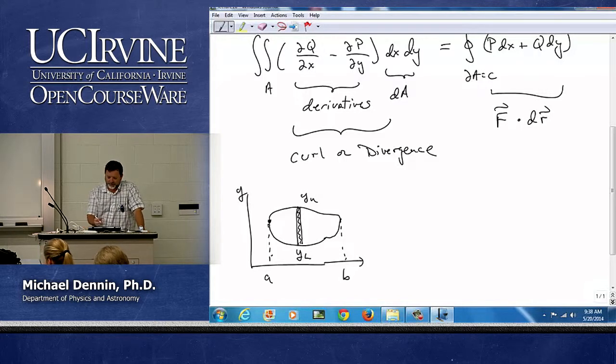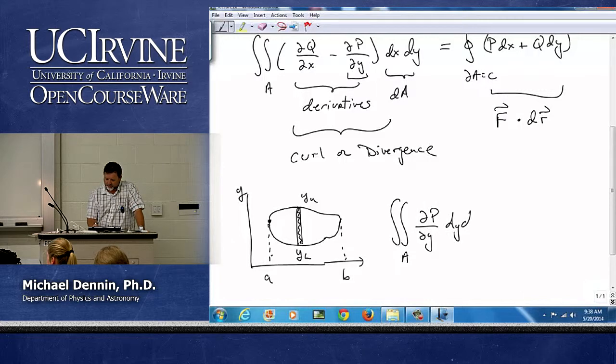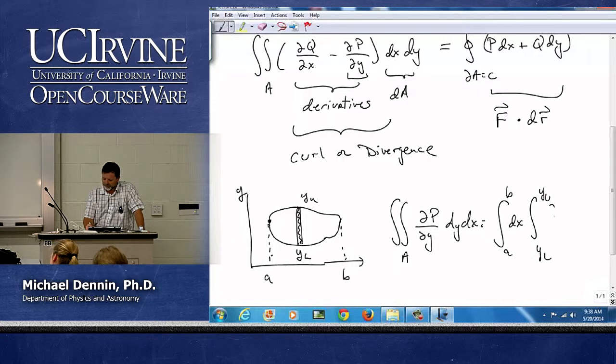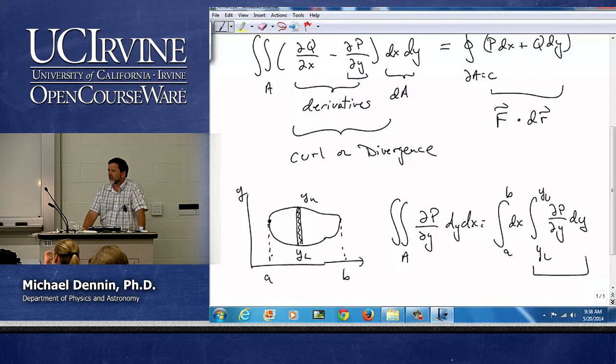Now, if I look at the first piece, the dp dy, whatever that function is, I can add up by doing the integral from a to b in the x direction, and then doing the integral from y lower to y upper. And I'm sorry, do this integral first, sum over my little strip, and then sum my strip.